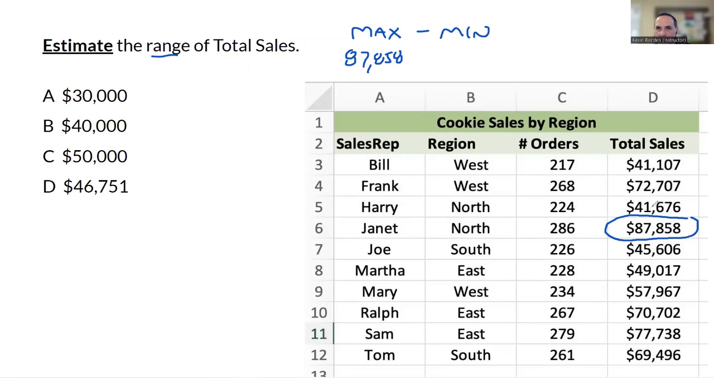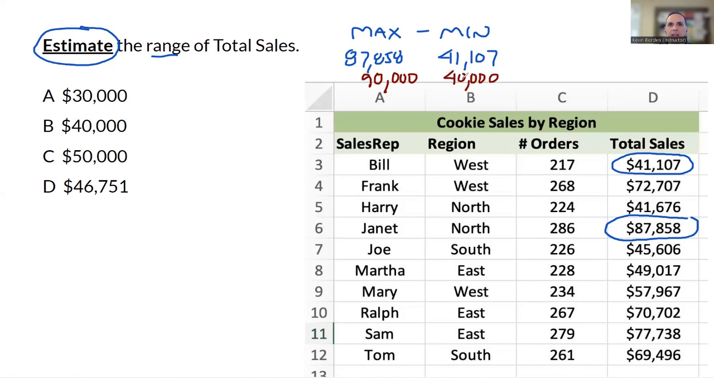Now I'm looking for the smallest. So far, 47,000 or 41,000 seems to be the smallest. 41,000, I don't see anything smaller than this number, 41,107. But I just noticed this talks about estimating. So let's estimate this number. Let's say this is 90,000 approximately. And this is 40,000 approximately. 90,000 minus 40,000 is $50,000. And there is our answer.